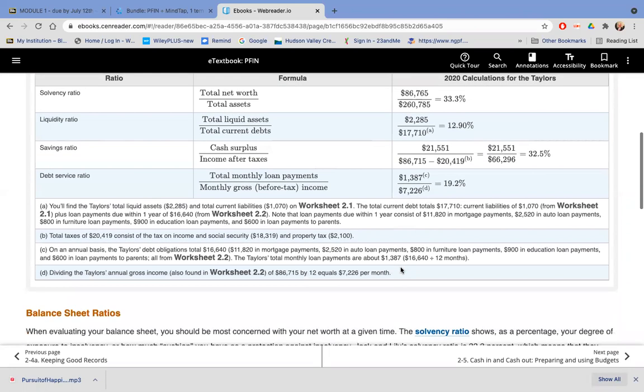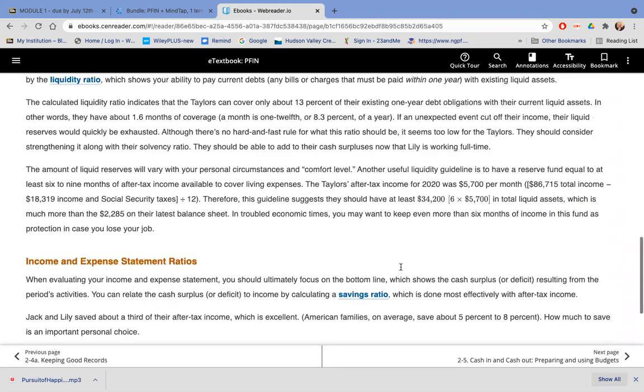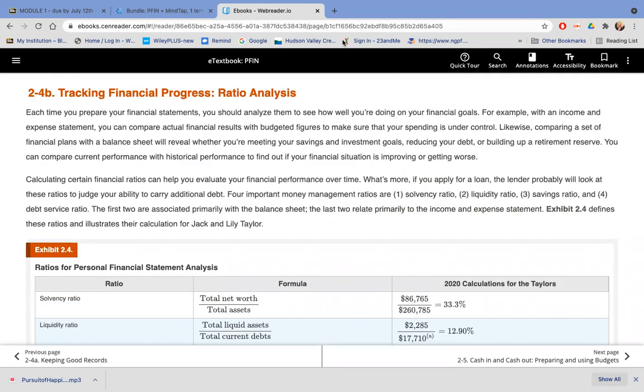So you'll be practicing these ratios. There's a little bit more on each of those, but you're going to be practicing these in this section as well.